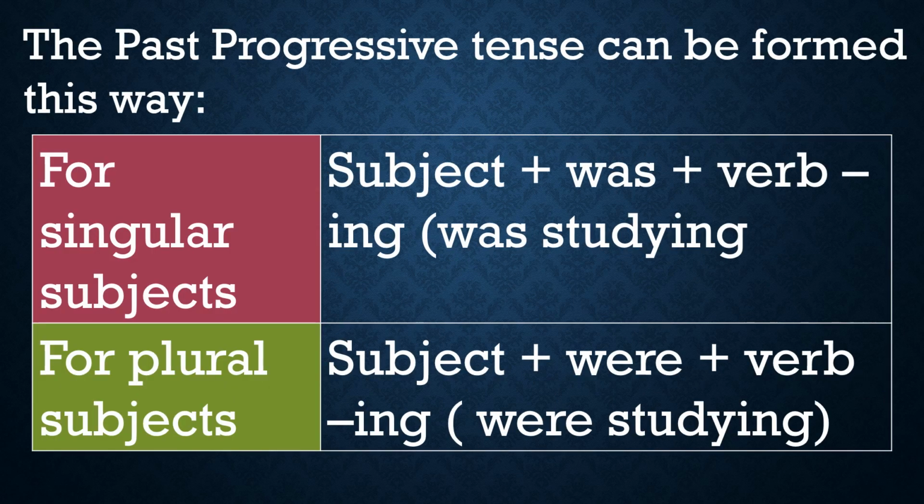The past progressive tense of the verb can be formed this way. For singular subjects: subject plus was plus verb-ing. Example, he was studying his lessons well. For plural subjects: subject plus were plus verb-ing. Example, they were studying hard their lessons.